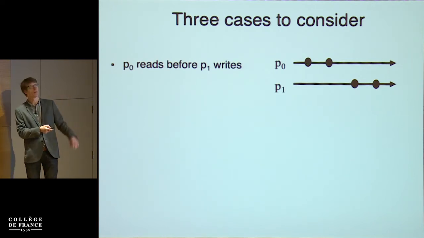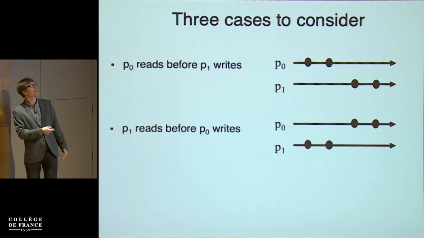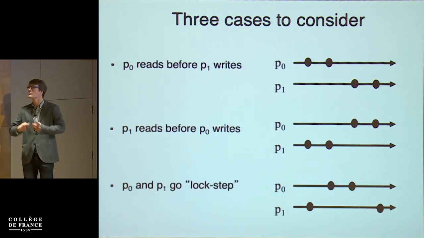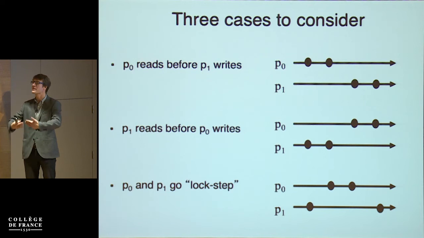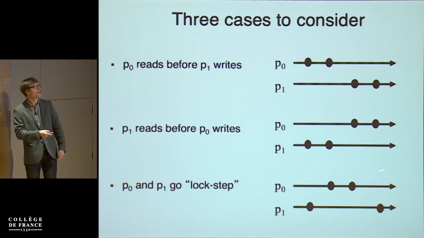Since it's an atomic register, I can denote read and write operations in one atomic step. Symmetrically, we have the other case when P1 reads before P0 writes. So now P1 is fast. It reads the register of P0 before it was updated. And finally, we have a situation where the two processes run lockstep, in sync. So they both write, and then they both read. It doesn't really matter how I shift these points around, as long as this holds, that both guys see each other.